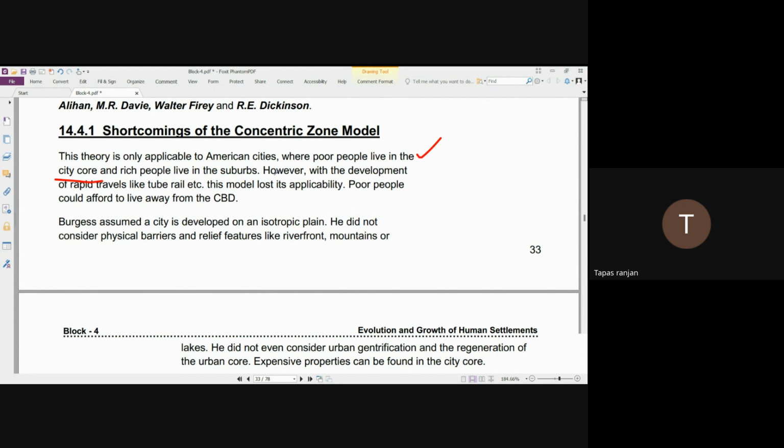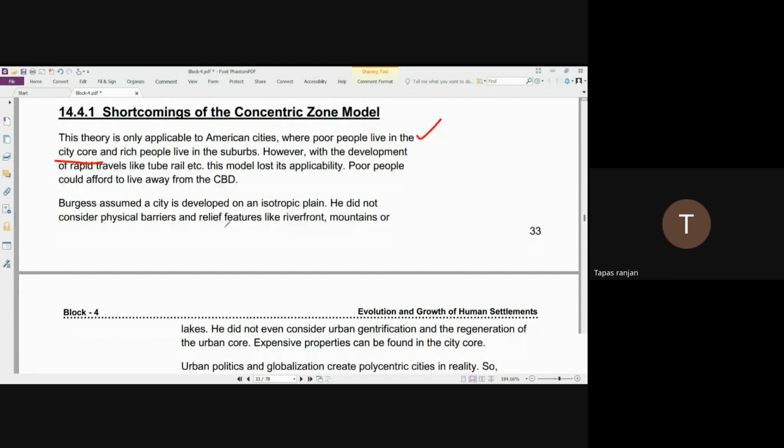But here in India, if you observe the empirical pattern of Indian urban centers, you will find that a lot of rich people prefer to live nearby the CBD region, or nearby the zone of transition that has been marked by E.W. Burgess. So that is one problem.